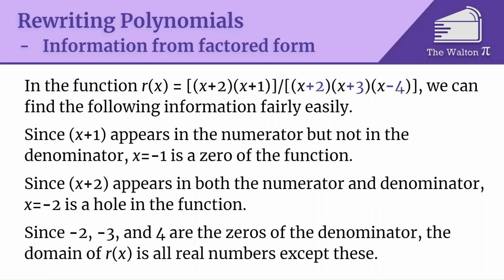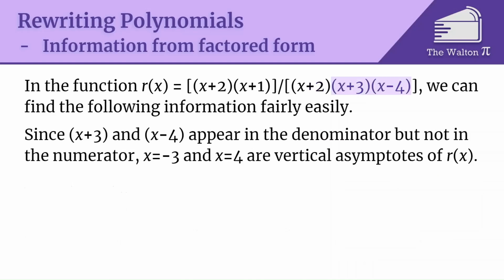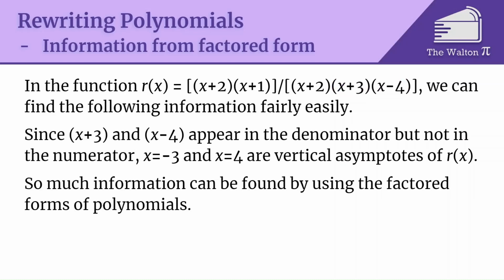And then -2, -3, and +4, those are the zeros of the denominator. That means that the domain of our rational function is all real numbers except these ones. Now we have x plus 3 and x minus 4. Those appear in the denominator but not in the numerator. So that means that x equals -3 and x equals +4 are going to be vertical asymptotes of the rational function.